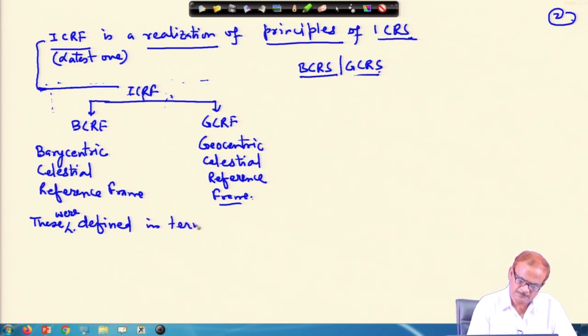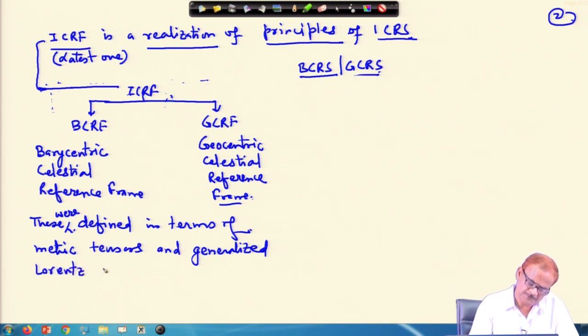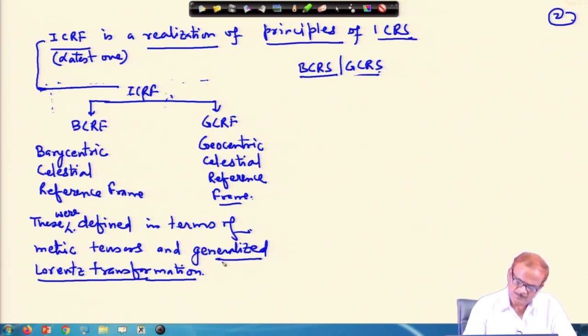These are defined in terms of metric tensors and generalized Lorentz transformation. Of course, this is beyond the scope of our course, and we are not going to discuss all these things, but for conversion from one frame to another, general relativity plays its role. Special relativity deals with the case where you have the absence of mass, but once the mass is present, space-time gets affected, and therefore you have to take into account general relativity when dealing with the conversion between the BCRF and the GCRF.